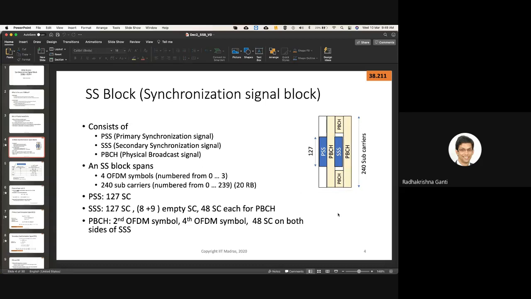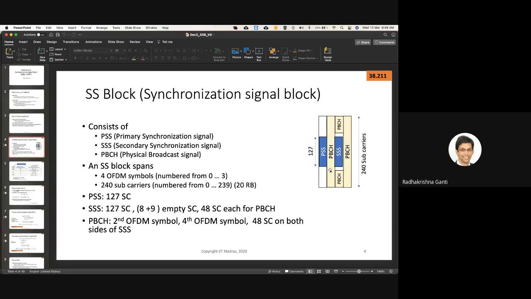So an SS block spans 4 OFDM symbols. You can see this is one OFDM symbol, second, third, fourth OFDM symbol. It occupies 240 subcarriers. Out of these, the PSS is 127 subcarriers and the SSS is 127 subcarriers. There are 8 subcarriers empty on this side and 9 subcarriers empty on the other side. And this is PBCH with 48, and these two are 240 and 240. So an SS block is a 240 subcarriers by 4 OFDM symbol block. Always remember this.